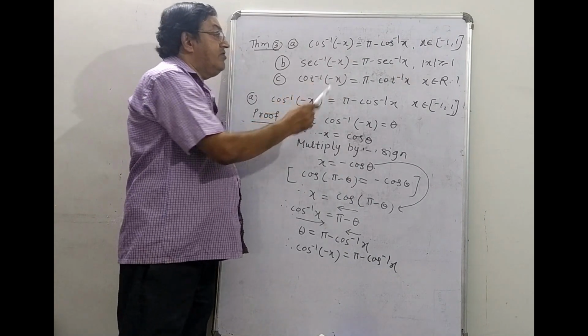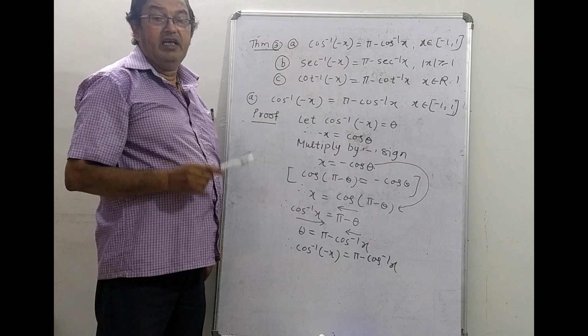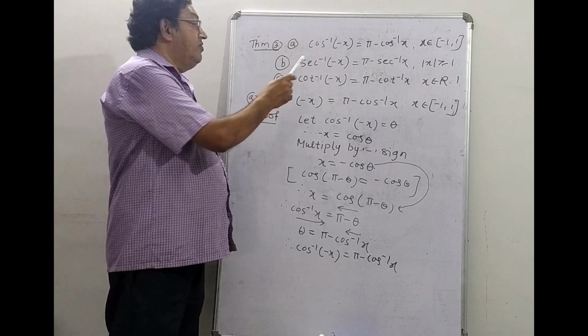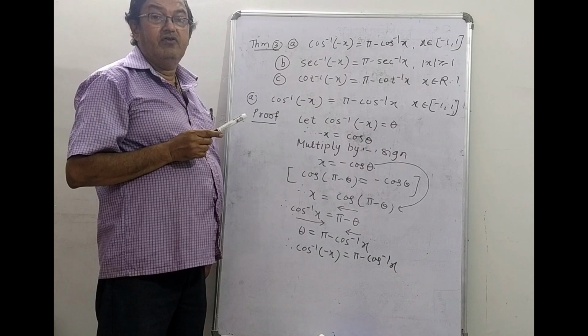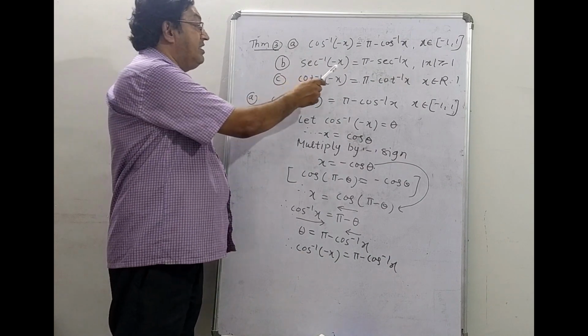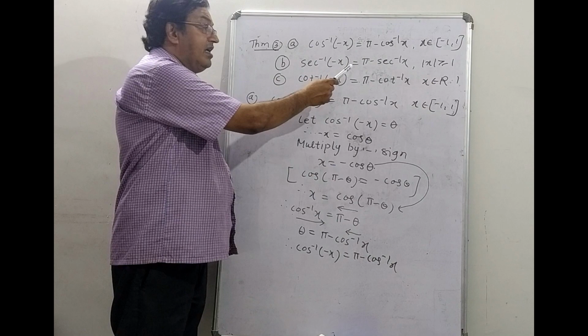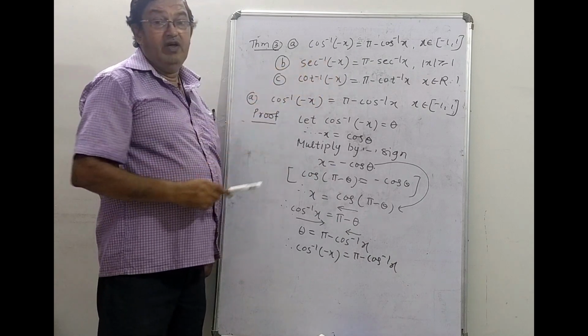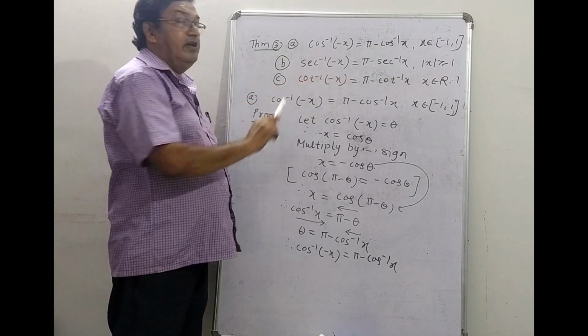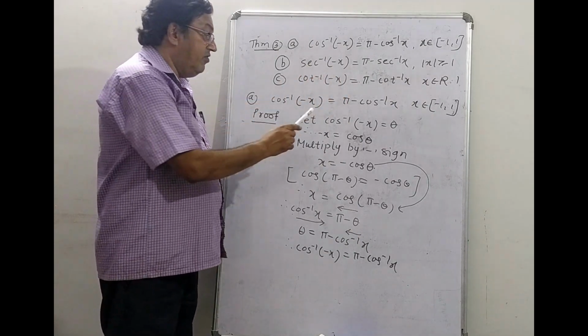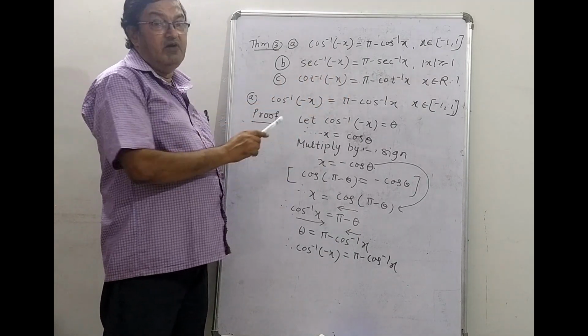Similarly, sec inverse of minus x equal to pi minus sec inverse of x we can prove. Here also you have to assume that sec inverse of minus x is equal to theta, so minus x will be sec theta, x will be minus sec theta, again it will be sec of 180 minus theta. Here also cot inverse of minus x you can prove on the same basis. So there will be no difference in the proof of the other two parts.